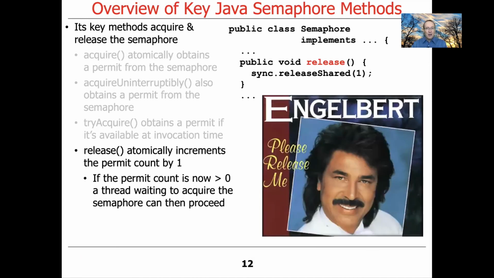If the permit count goes from 0 or less than 0 to greater than 0, then that will allow another thread or other threads that are waiting to acquire the semaphore so that they can proceed. And so that ability to notify and wake up other threads is very important to the way that semaphores work. And you'll actually get a chance to implement this when you work on assignment 2B, because you'll implement a simple semaphore using some of the synchronizers that are part of the Java synchronization aspect of the Java class library.